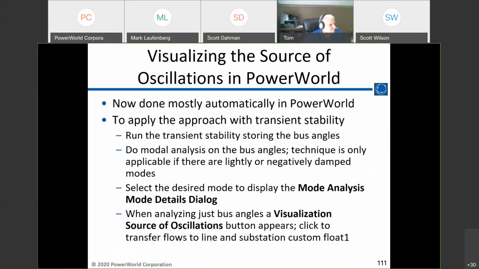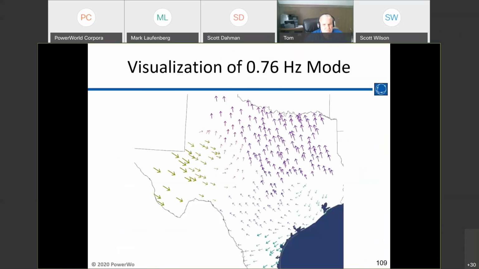Is there anything else you wanted to add on this, Tom? No, I don't have anything else to add. I just wanted to show there's a lot of cool visualizations that you can use with this modal analysis results.